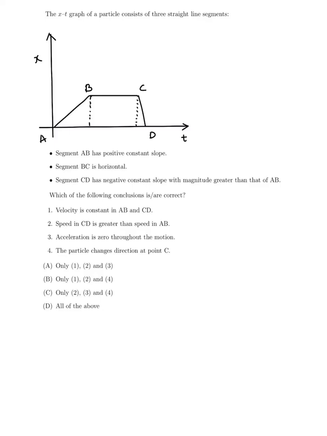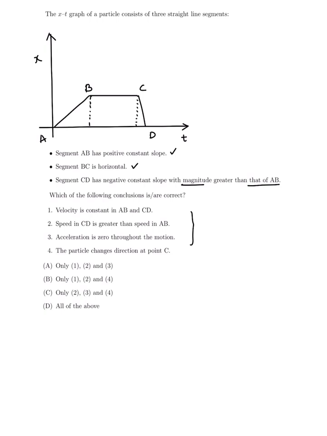Let's solve this question from Kinematics. It's given that an x-t graph consists of three straight line segments, as given here. Segment AB has a positive constant slope, segment BC is horizontal, and CD has a negative constant slope with magnitude greater than that of AB. Now, which of the following statements are correct?